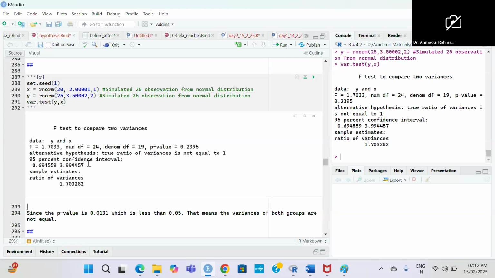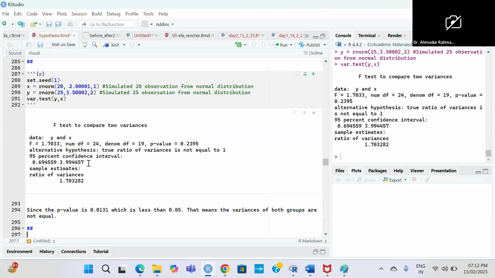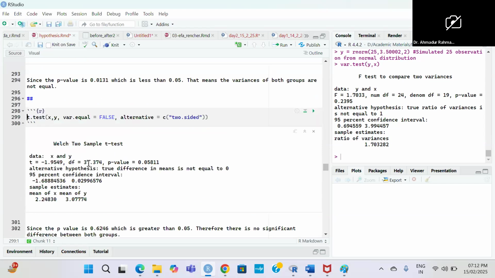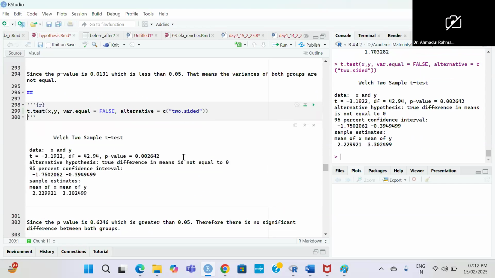We see this value. So one value is 2, second value is 3.5. Then we see that it is showing that the difference between two is significant. Okay.